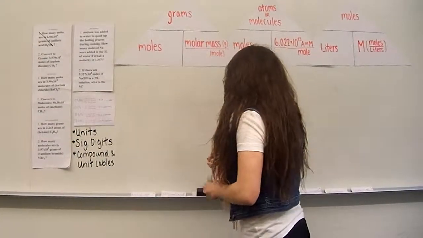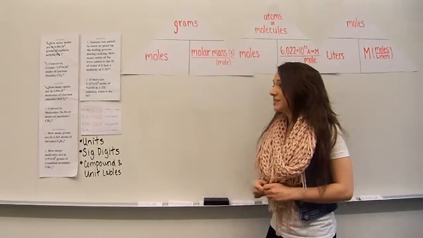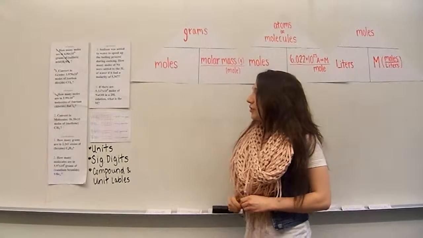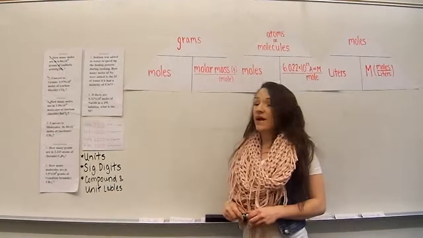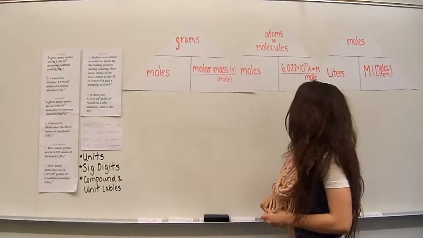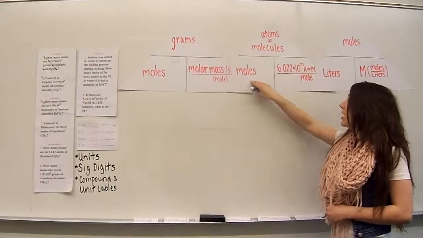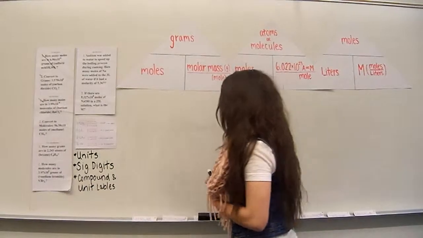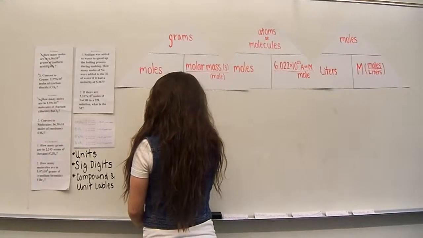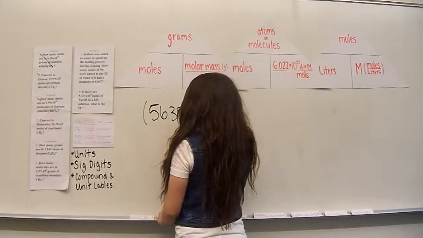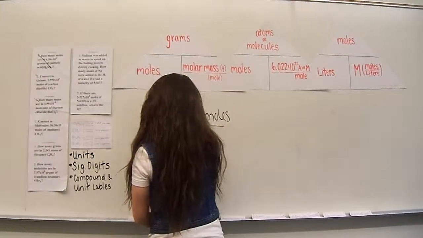The fourth problem states to convert the following to molecules. We are given 56.38 times 10 to the negative fourth moles of methane, which is CH4. We are asked to convert it to molecules, therefore we know that we will be multiplying our given moles by the constant. We will begin by writing our given on the top, which is 56.38 times 10 to the negative fourth moles. We will be writing that over 1.